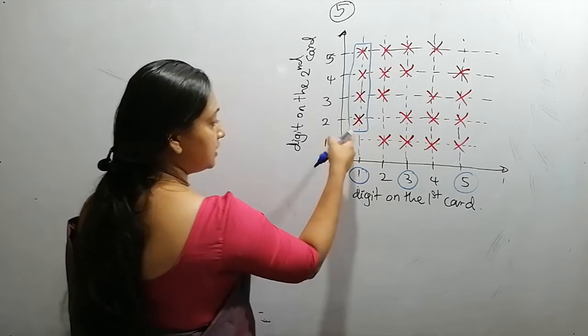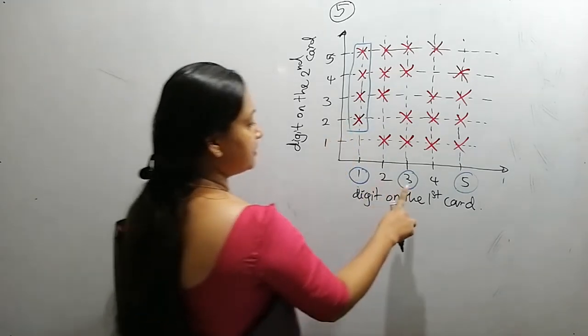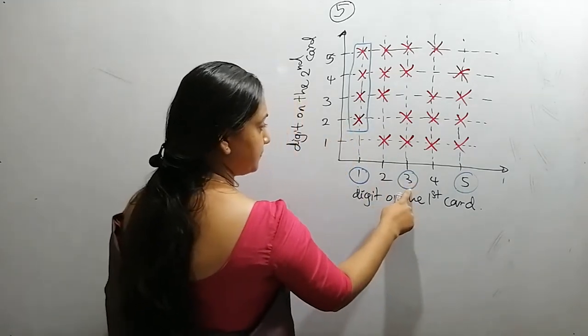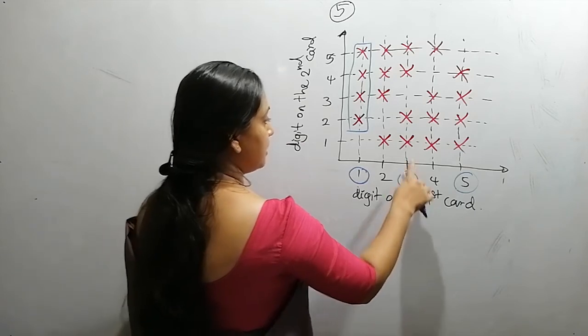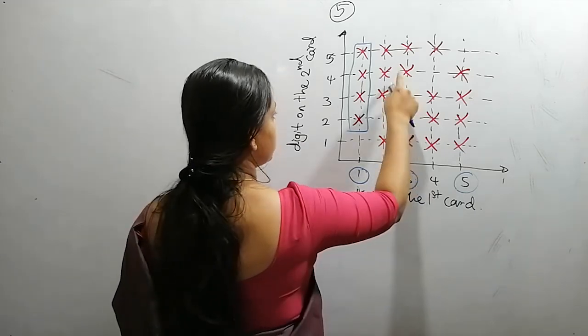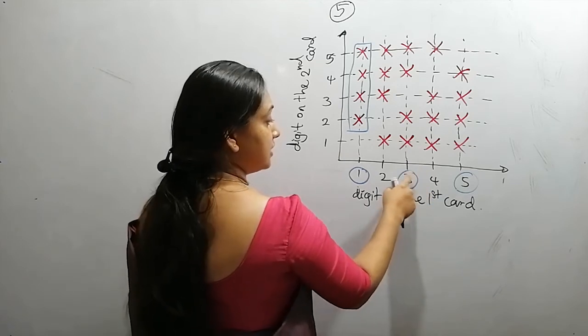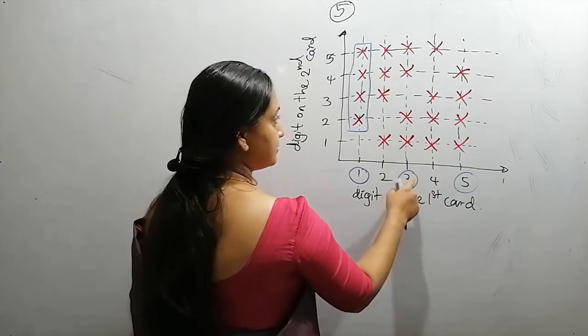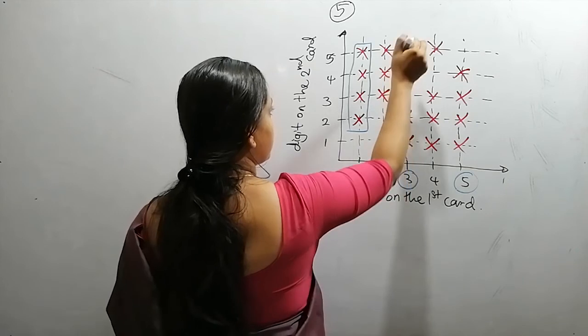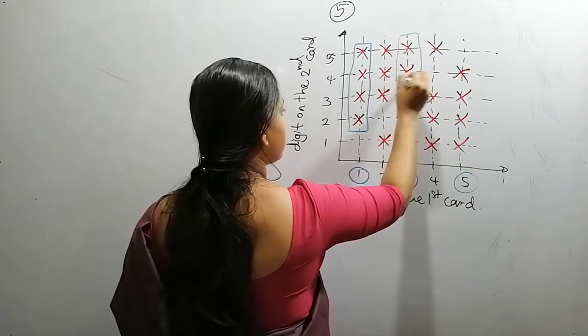Second number could be these 4. And if the first number is 3, the second number could be 1, 2, 4 or 5. But we have to select the numbers greater than 3. Then it is only 4 and 5.